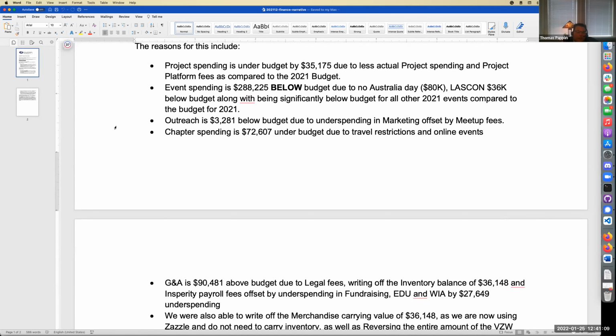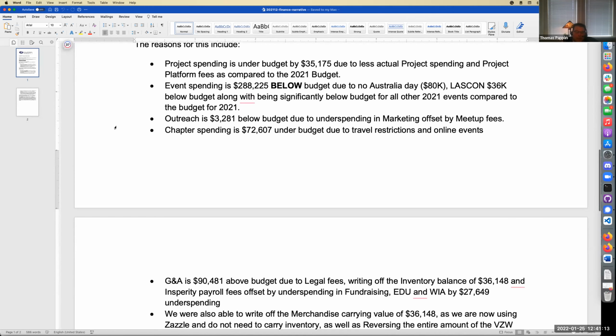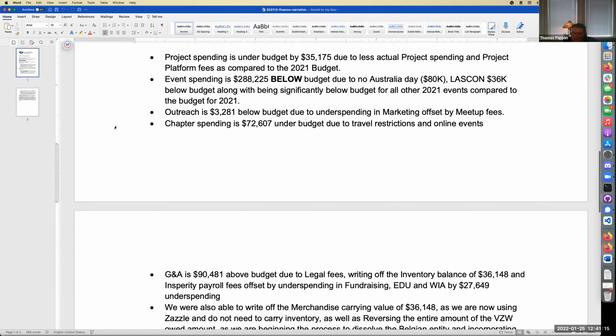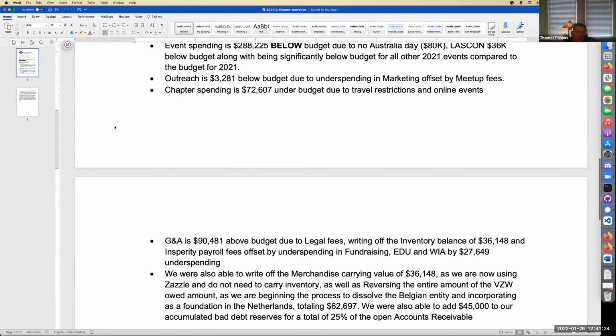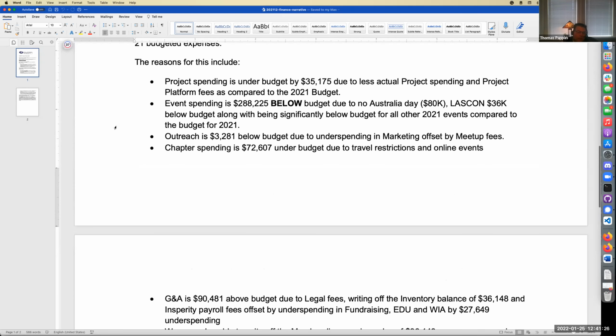As you can see, event spending was way under budget. Again, in the 8 years I've been your CFO, this is the first time that event expenses have been under what we budgeted, which is fantastic. Outreach was a little under.